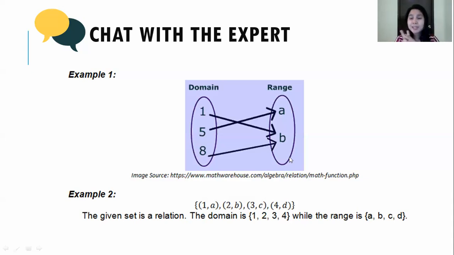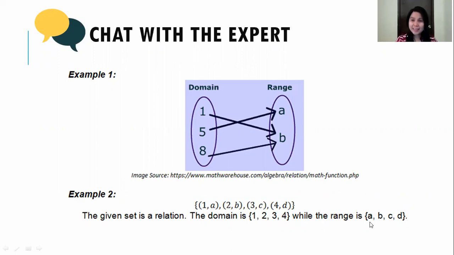Now, there are two ways to write a function, actually three. First is, you can write it in an ordered pair, like 1A, 2B, 3C, 4D. And our domain is the first, all the x's, 1, 2, 3, and 4. While the set of all your y coordinates, like A, B, C, and D, is called your range.